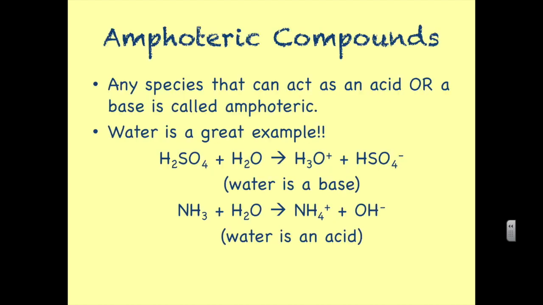So let's review what an amphoteric compound is: it's any species that can act as an acid or a base. Water is the best example because in this equation, it is receiving a proton from sulfuric acid to create the hydronium ion and hydrogen sulfate. These are my conjugate acid and conjugate base, but in this case, water is acting as a base.